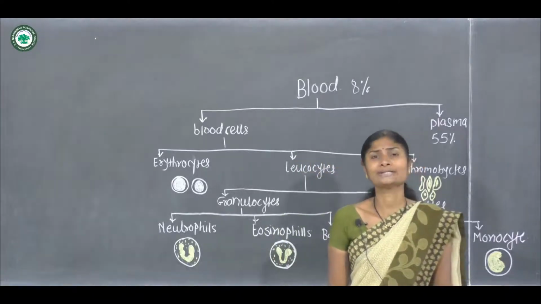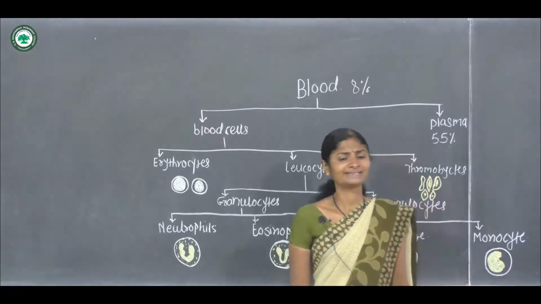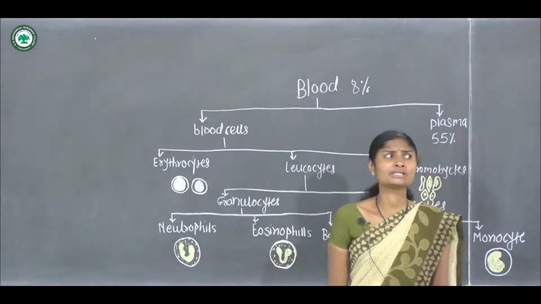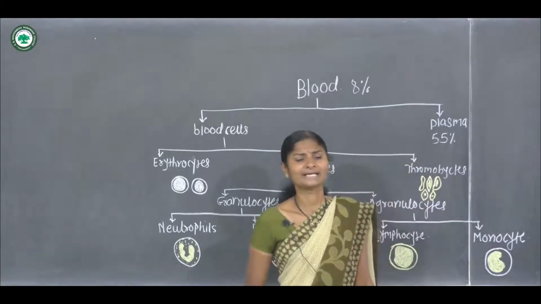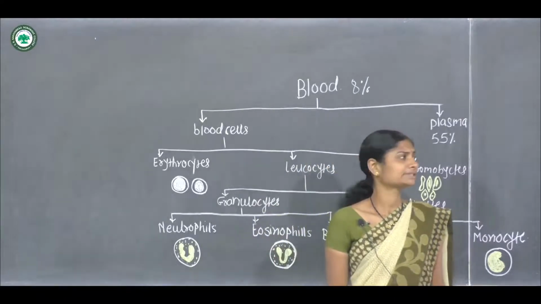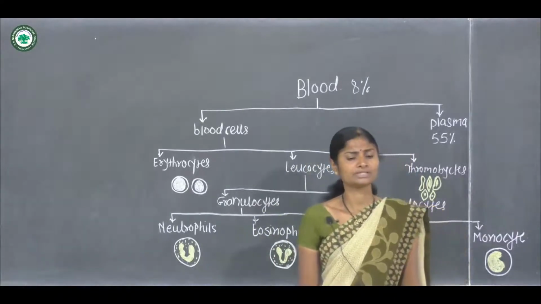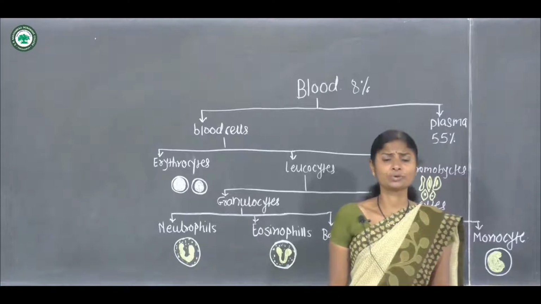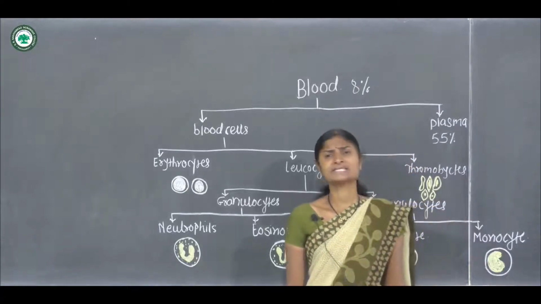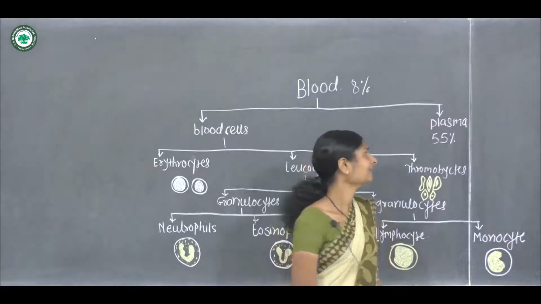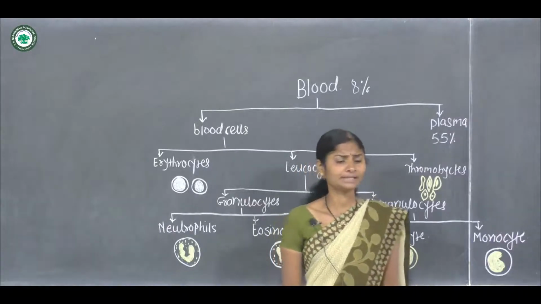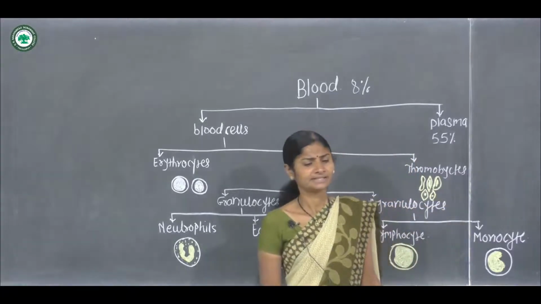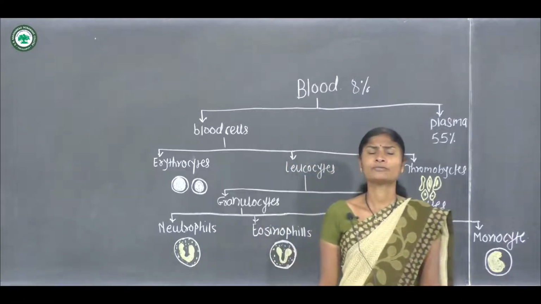In plasma, about 90% water is present and 10% dissolved substances. These dissolved substances mainly contain organic and inorganic compounds. Organic compounds include proteins, carbohydrates, lipids, excretory products, as well as hormones, enzymes, amino acids, and vitamins. Inorganic compounds mainly include salts and gases. Plasma functions as transport of blood cells throughout our body.